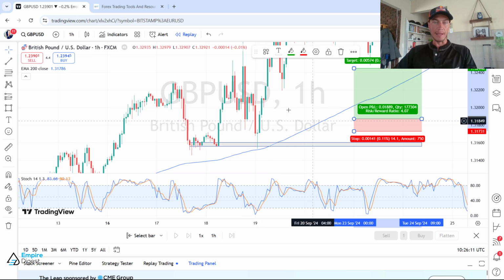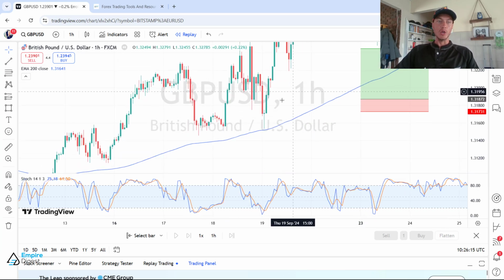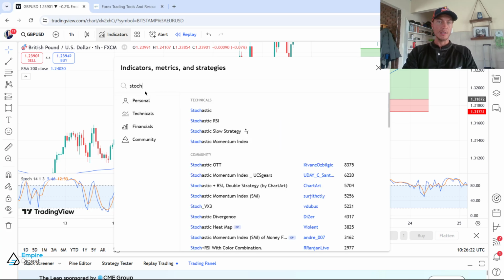Now, for the supply and the demand zone trading, firstly, let's quickly delete this. So what you want to do is on your chart, you want to open up the stochastics. So on the top left-hand side, you can click on indicators, and then you can just type in stock, and you can see you can click the stochastics.